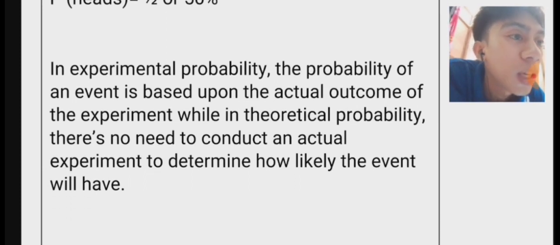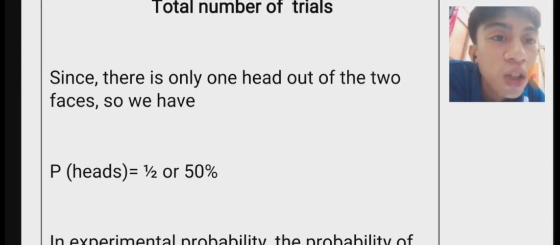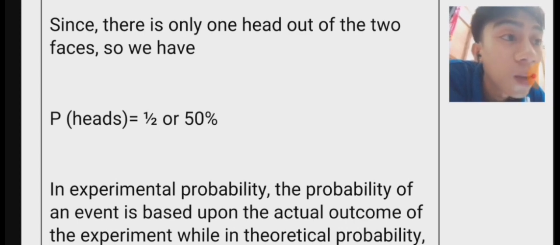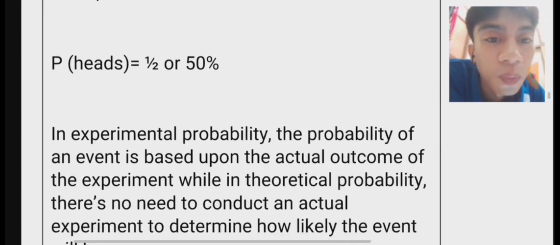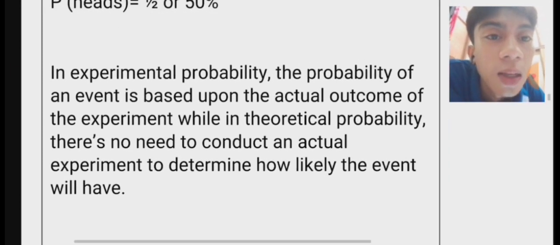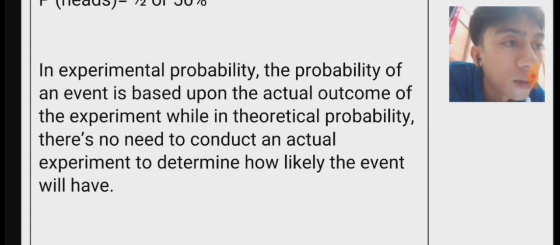because we cannot predict the result in just 1 flip. So it is maybe 50% heads or 50% tails. So that is the theoretical probability. In experimental probability, the probability of an event is based upon the actual outcome of the experiment, while in theoretical probability, there's no need to conduct an actual experiment to determine how likely the event will happen.